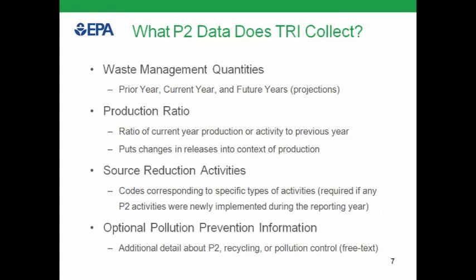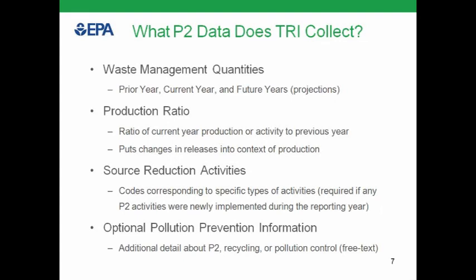Next, we collect information on two factors that influence these waste management amounts. The first being production ratio. So let's say I'm using a chemical to make cars. The more cars I make, the more of the chemical I'm going to use. So when I report to TRI, I have to say whether my car production for that year went up or down, and by how much. So that's going to put the changes in releases or other waste management quantities into the context of production.